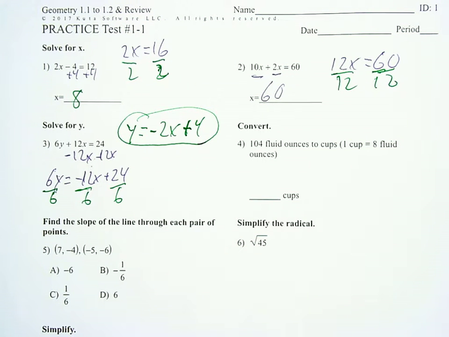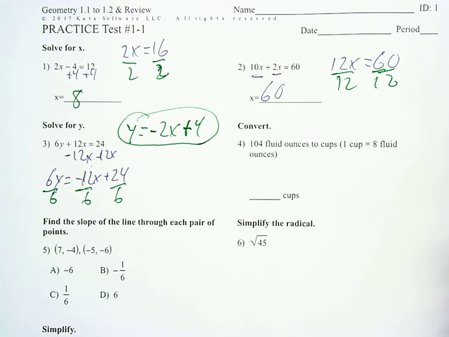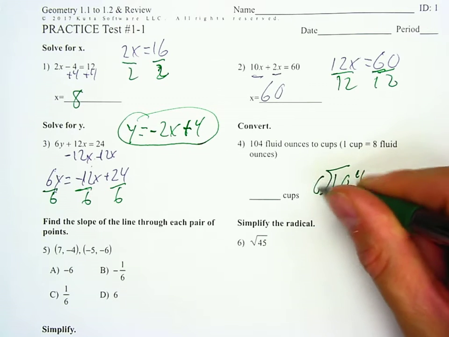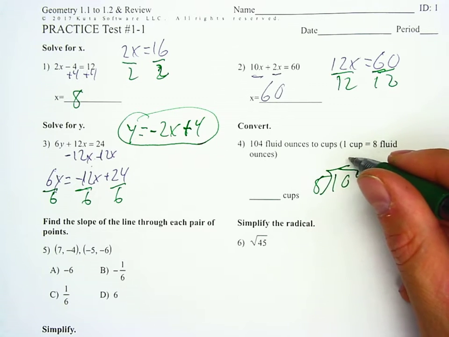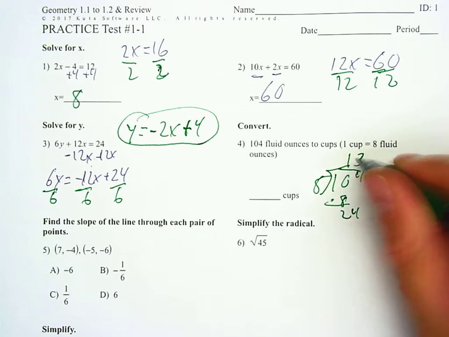All right, next question. 104 fluid ounces into cups. So which is larger, fluid ounces or cups? Well, cups is larger. So I've got these 104 fluid ounces. I'm going to divide it by the 8 to make it into cups. So 8 times 1 is 10. And 8 times 3 is 24.